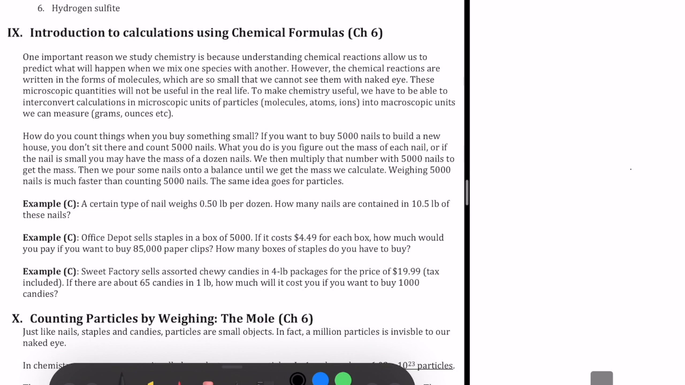Okay, so there's two things that we're going to learn: Avogadro's number, which we'll talk about very soon, and then molar mass. Okay, so before talking about either one of those things, understand a little bit about why we need to do this.